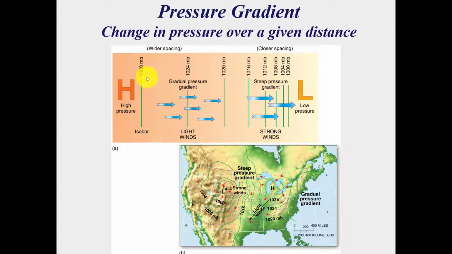The isobars around the area of high pressure change at the same rate of 4 millibars between each green line, but they're spaced further apart. That represents a gradual pressure gradient. Again, here are those green lines around the area of high pressure. They're further apart, and that means that the pressure is changing slower, and those are areas of light winds. So remember, high pressure is associated with light winds. Low pressure is associated with strong winds.